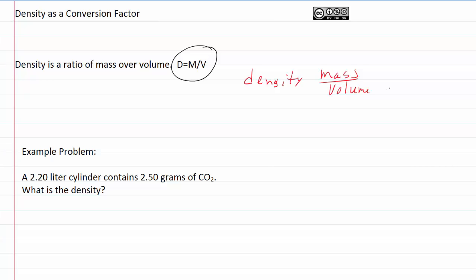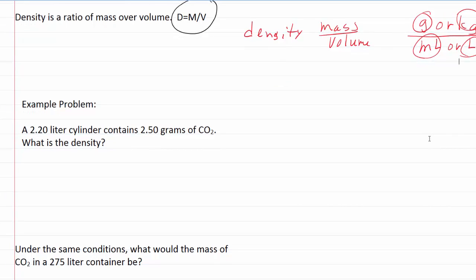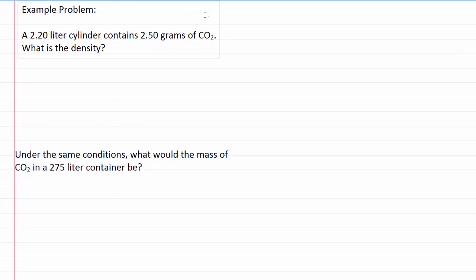Now, mostly in chemistry, we're going to have mass in grams or kilograms, and we're going to have our volume in either milliliters or liters. So grams, kilograms for mass, milliliters and liters for volume. Those are our typical units. It's important to understand that knowing this is not the same as being able to calculate and work with density. So be aware.